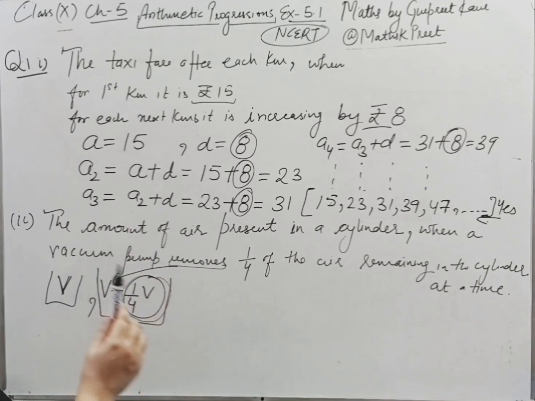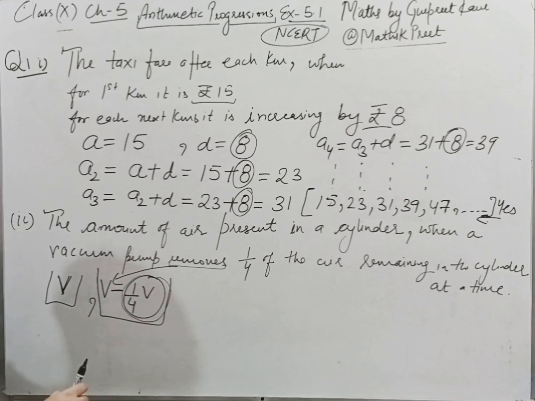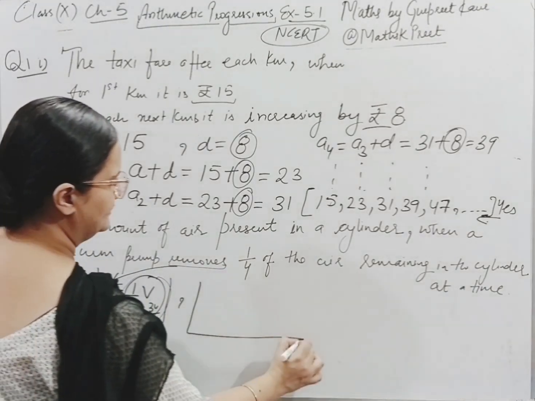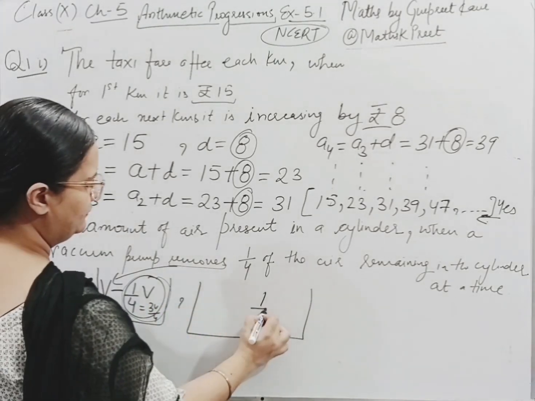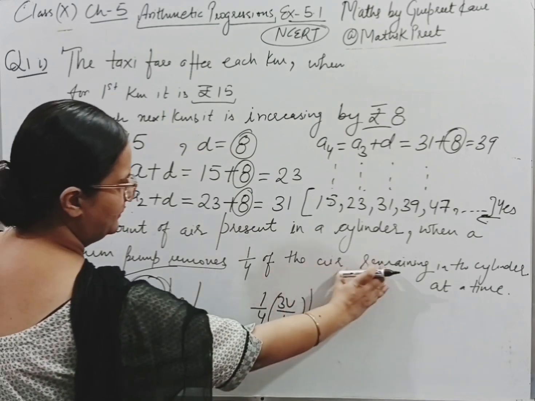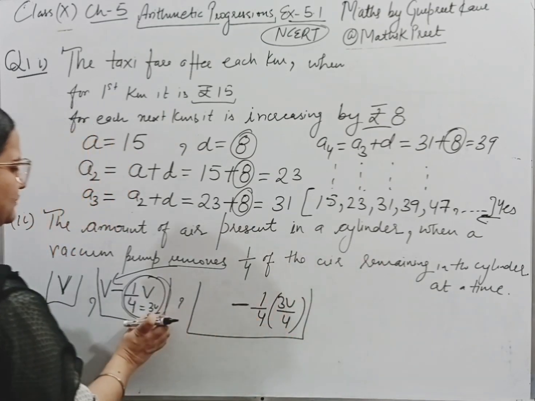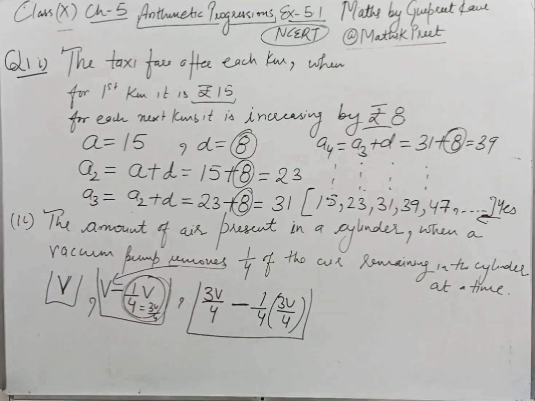Read again. When a vacuum pump removes 1/4 of the air remaining in the cylinder at a time. Fine. So this is the remaining air. We will take 1/4 of this remaining air and we will remove this air from the last present air. Fine. So the next term I'll get just by 1/4 of the air remaining, and we have to remove this from the present, which was the last volume of the air present in the cylinder.